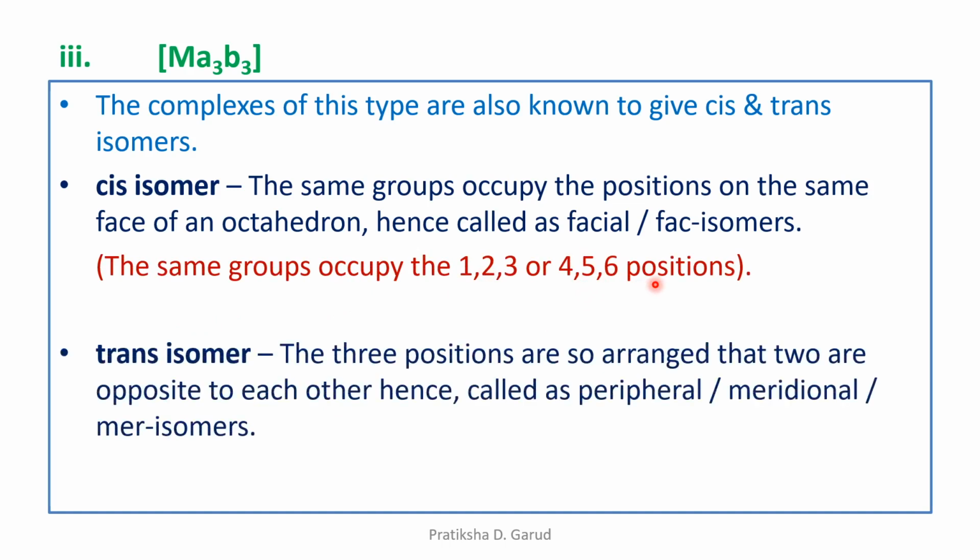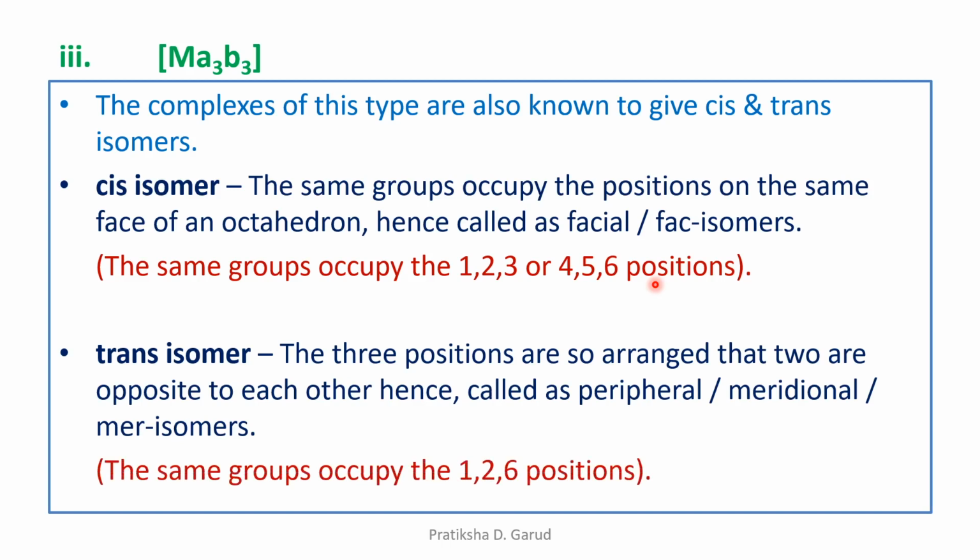The second is the trans isomer. Now the 3 positions are so arranged that the two are opposite to each other. Hence they are called the peripheral or meridional or mer isomers, or here we can say that the same groups occupy the 1 to 6 positions.